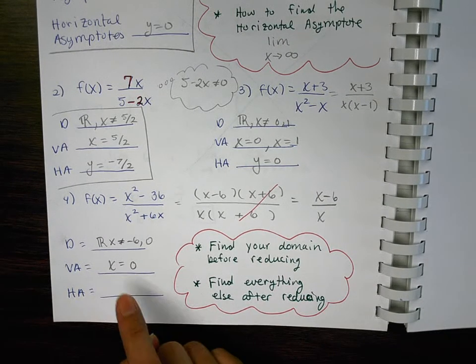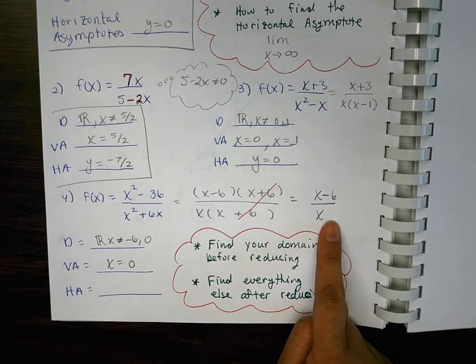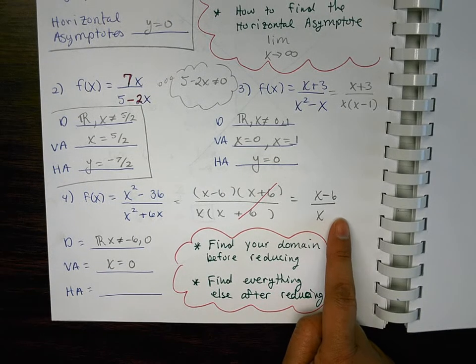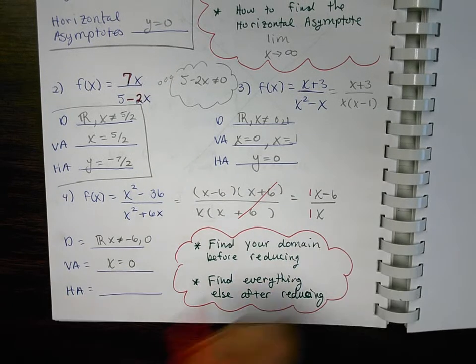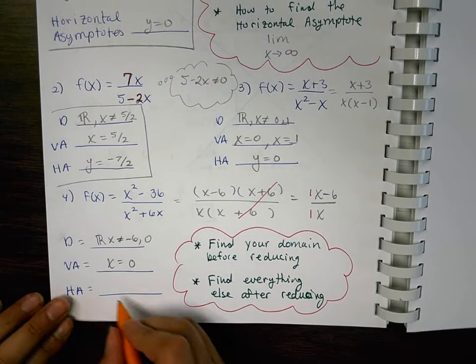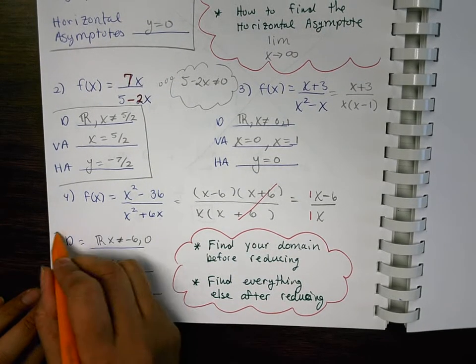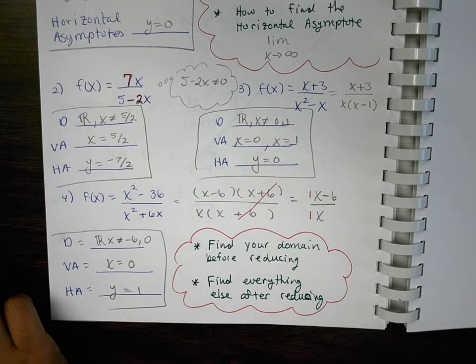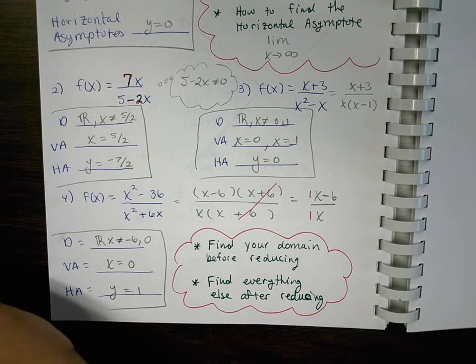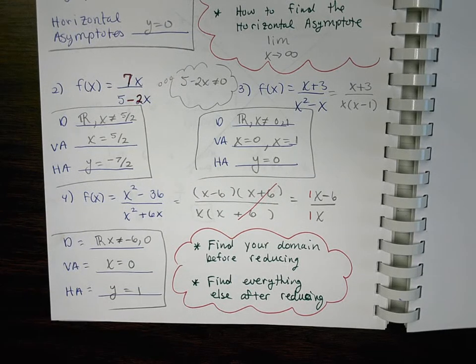Okay, and horizontal, top heavy, bottom heavy, or the same? Same, so we take our leading coefficients, which are 1/1, so x equals 1 or y equals 1? y equals 1. Okay, questions? Does it seem doable? Not too bad.